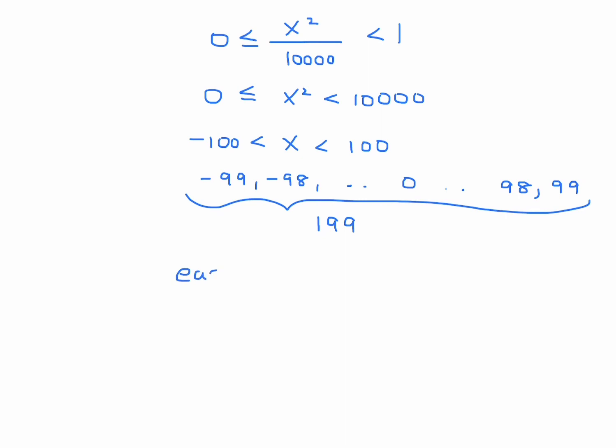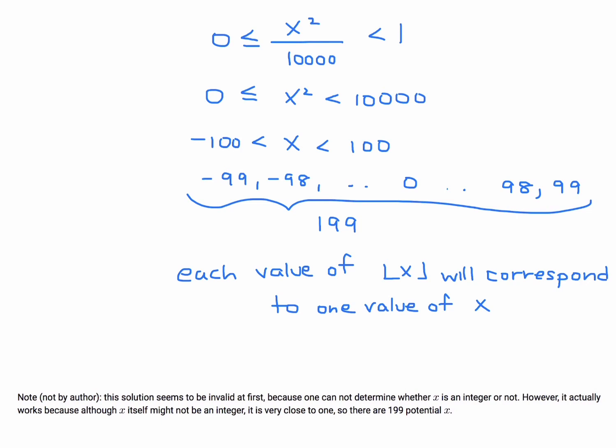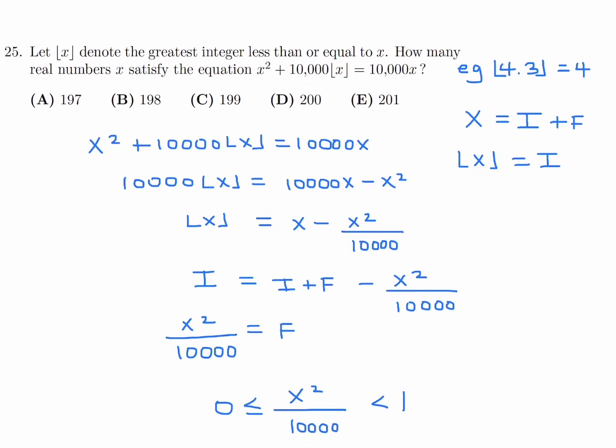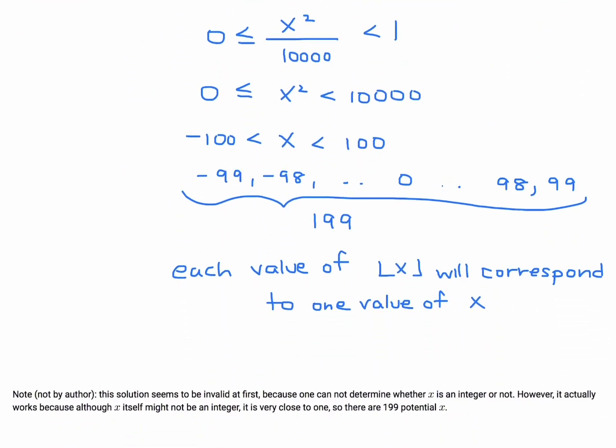And for each value of x, the bracket will correspond to one value. Now this question is a little confusing because x is a real number. They don't specify x as an integer. x bracket is an integer. But apparently, for every value of x, you get one corresponding value of x bracket.